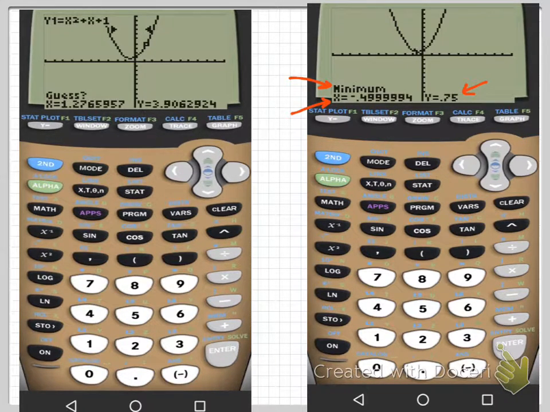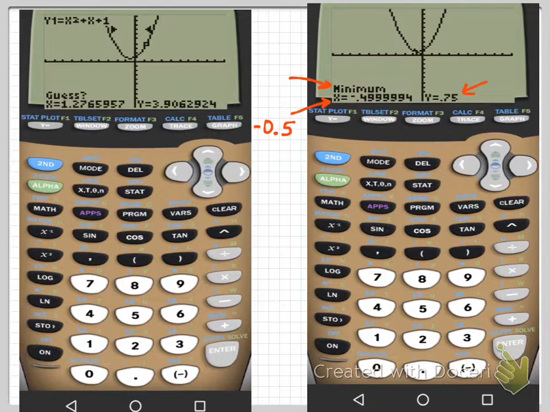Now, I do have one problem here, and I want you to know this. You are smarter than your calculator. So, if it says negative 0.49999999994, that is not a good enough answer. You know the actual minimum is really negative 0.5.